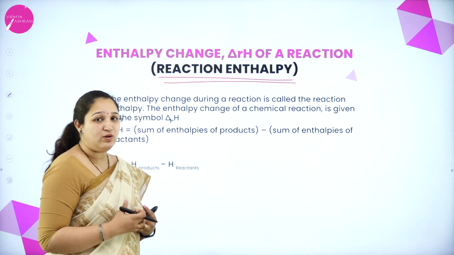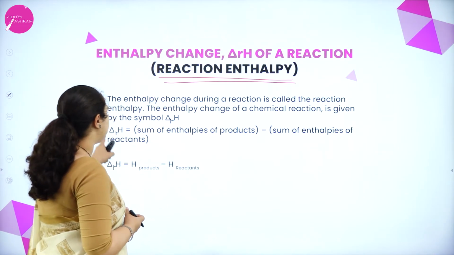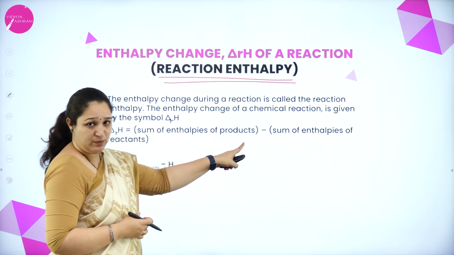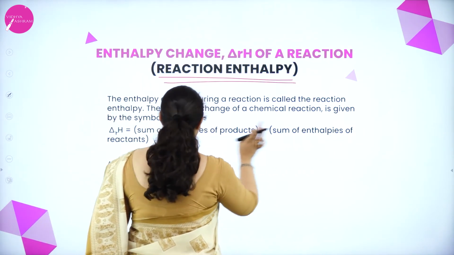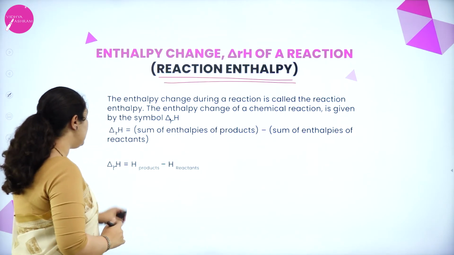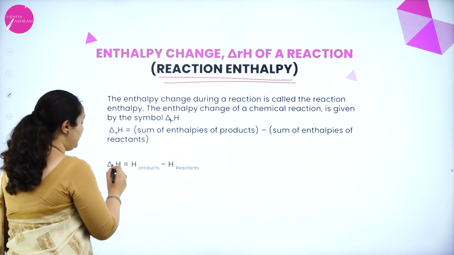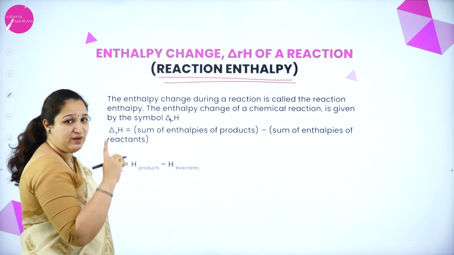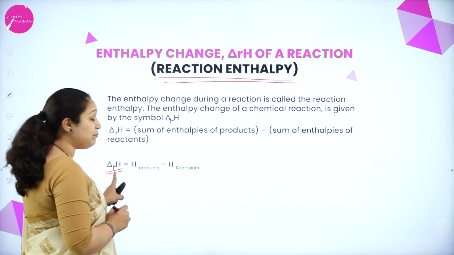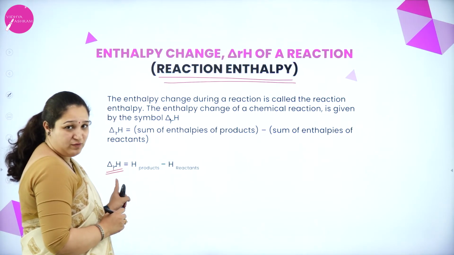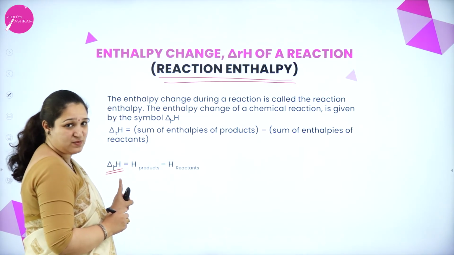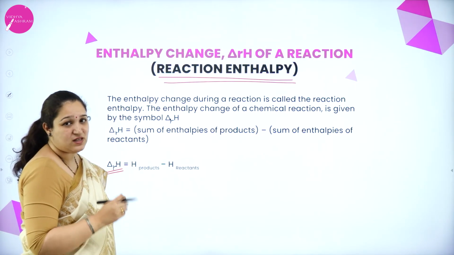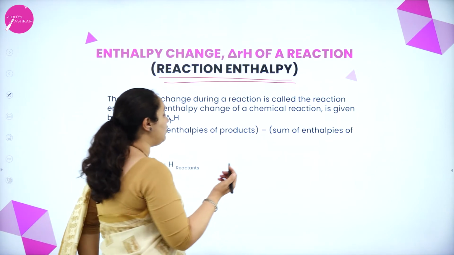But how do we calculate the enthalpy? The enthalpy of the reaction is the sum of enthalpies of the products minus the sum of enthalpies of the reactants. It is denoted by delta H with an R, like this, for the reaction. When we write, we put one R there. So this is the symbol for writing the enthalpy of a chemical reaction specifically: enthalpy of the products minus enthalpy of the reactants. For this, I'll take a small example of how to write it.